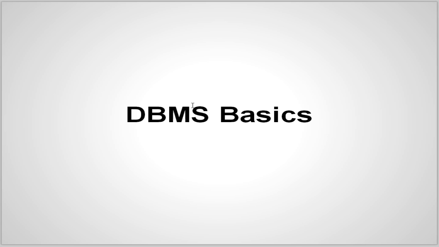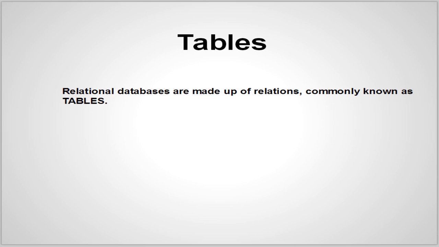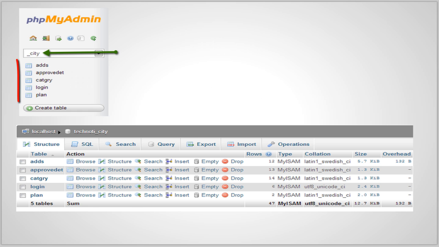DBMS stands for Database Management System. It's a software system which helps in managing incoming data, organizing it, and providing certain ways for the data to be modified or extracted by the users or other programs. Relational databases are made up of relations, commonly known as tables, because the relationship exists between these set of tables.